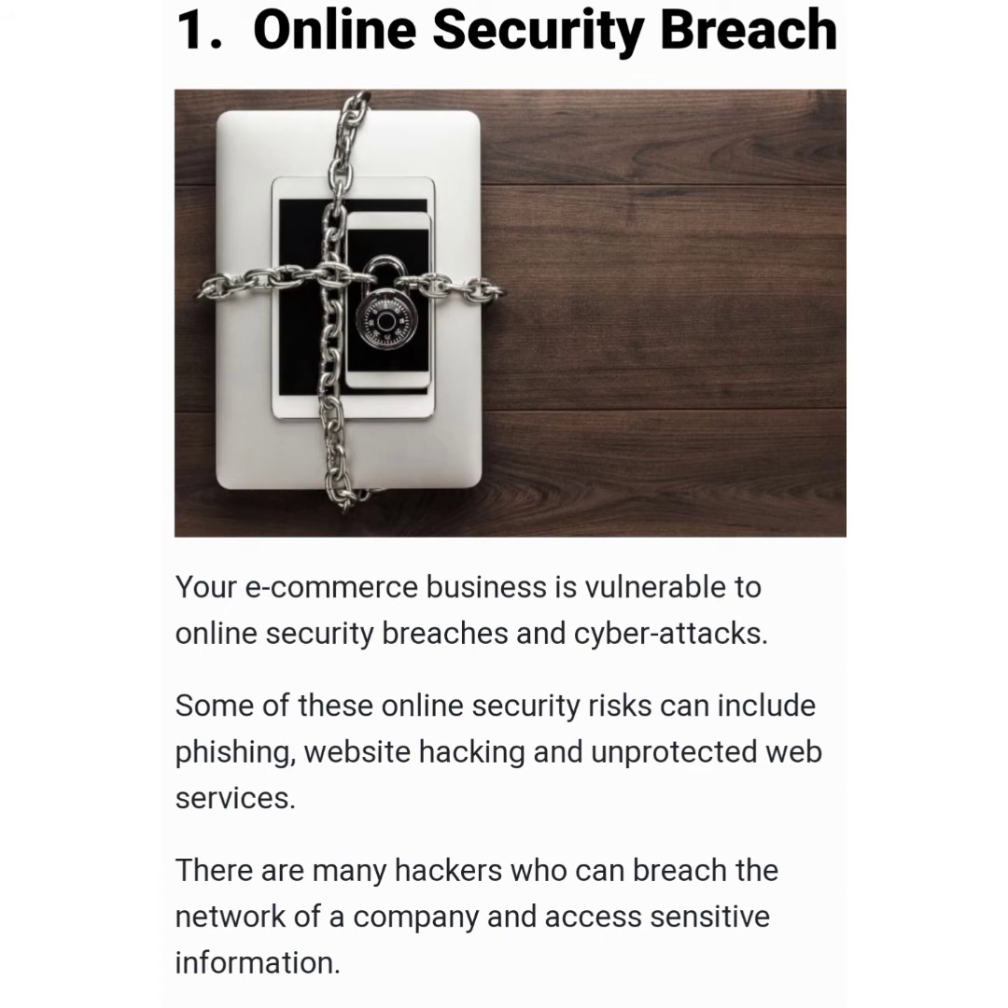Your e-commerce business is vulnerable to online security breaches and cyber attacks. Some of these online security risks can include phishing, website hacking, and unprotected web services. There are many hackers who can breach the network of a company and access sensitive information.